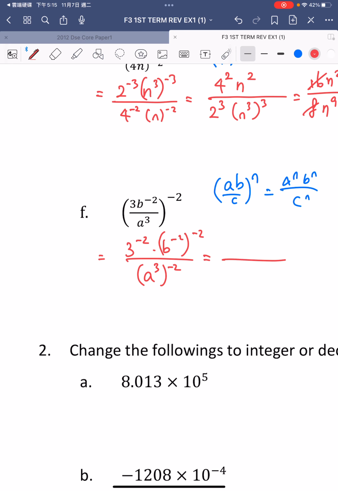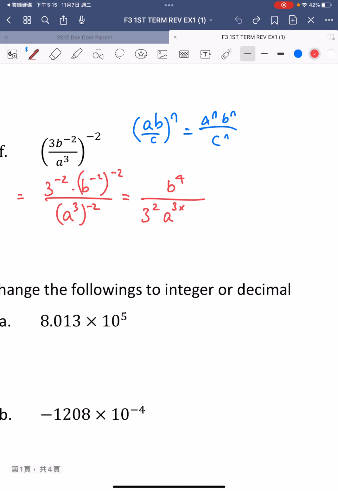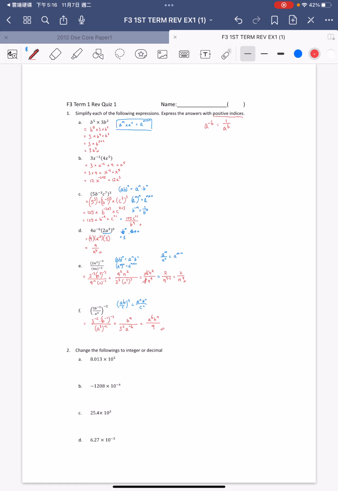Okay, so for this part, you can see that b to the power of negative 2, all the thing to the power of negative 2, means that these two numbers can be multiplied together to get b to the power of 4. Then how about this 9 to the power of negative 2? You can switch to the denominator to get 3 squared. And then for this part, we got a to the power of 3 times negative 2. So 3 times negative 2 gives you negative 6. So now we still have a negative power, so we switch back to the numerator. Then we have a to the power of 6, b to the power of 4 divided by 9 squared, 3 squared giving you 9. Alright, so that's for part A, part 1.